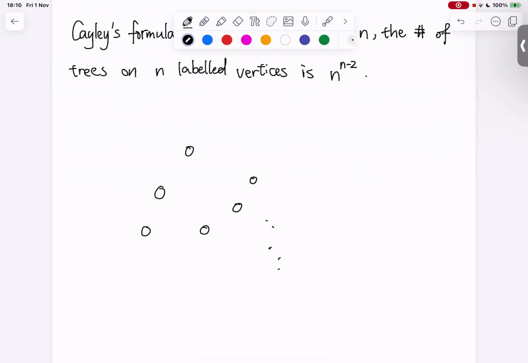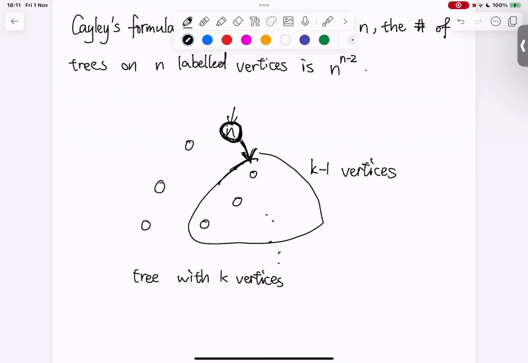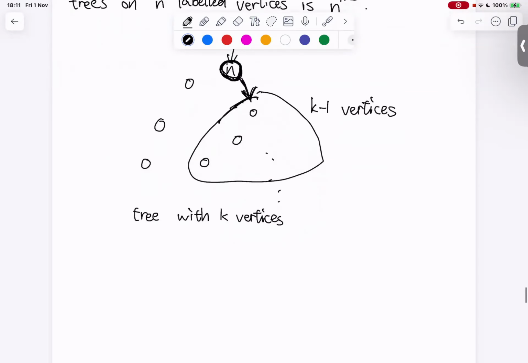Suppose we have n vertices and a vertex n. So now consider this vertex n. We want to take it along with, so let's first choose k minus 1 vertices. We want to choose this vertex n, and then we form a tree with k vertices by adding this n to these k minus 1 vertices. So we want to have a tree with k vertices. And if you think of the first part, we want to choose the k minus 1 vertices.